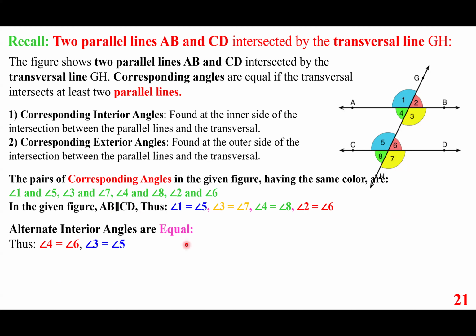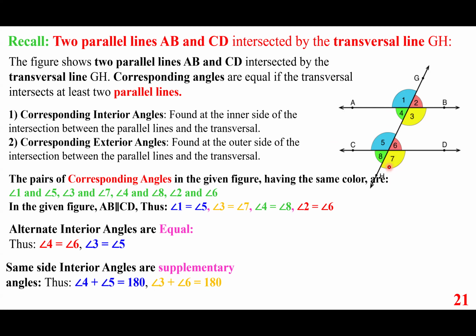Alternate interior angles are equal. That means 4 and 6 are equal, called alternate interior angles. 3 and 5 are equal. 3 and 4 add up to 180. 6 and 7, they add up to 180. 1 and 2, they add up to 180. 7 and 8, they add up to 180 degrees. So same side interior angles are supplementary. Remember, supplementary means they add up to 180 degrees.